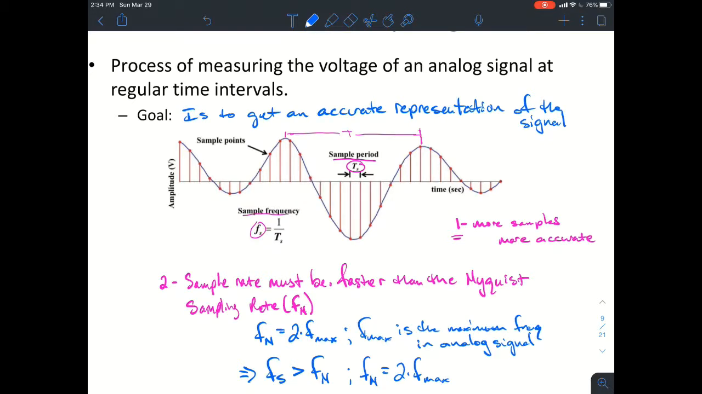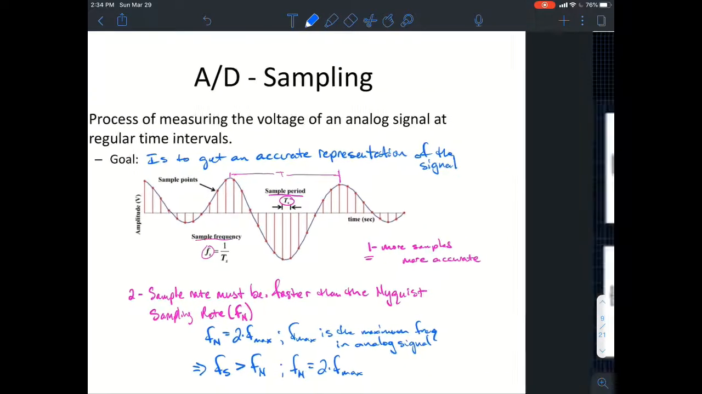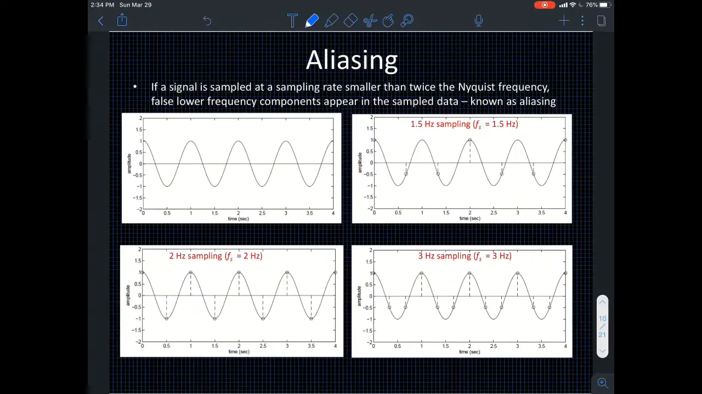So with that, let's go ahead and move forward and look at an example. Here we have a signal. It's got a 1 hertz frequency. We have 1 cycle per second, thus T equals 1 second. From that, 1 over 1 second equals 1 hertz. So we have a 1 hertz signal.